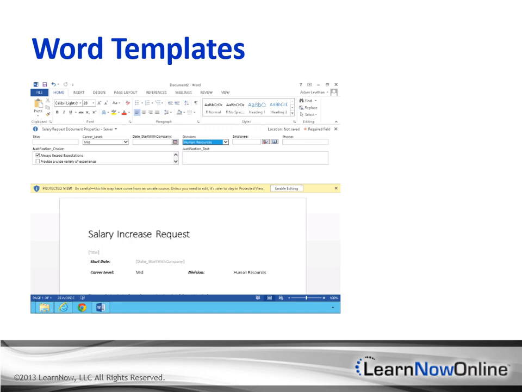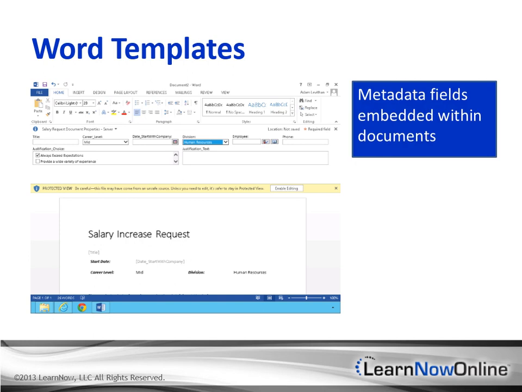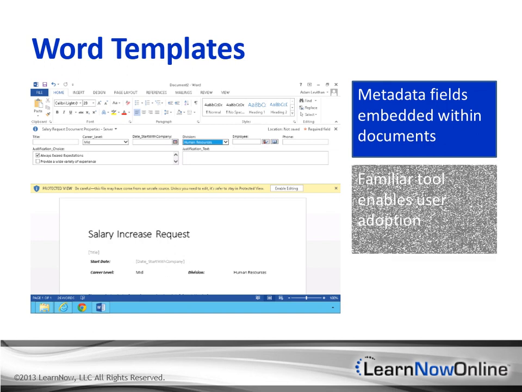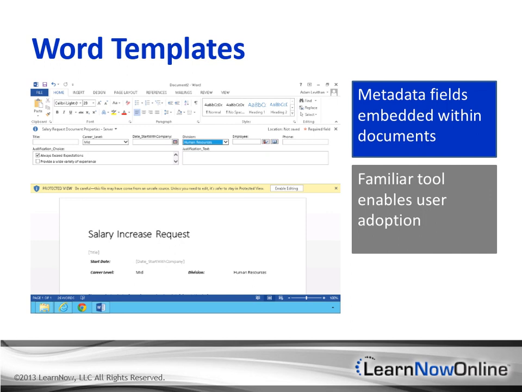And in the form itself, not very colorful here, but one of my favorite salary increase requests, you see that the title is embedded, the start date, career level, and division. In either the information panel or the document itself, you can edit these. So what have we done? We've embedded the metadata fields directly into this document. This is very familiar for people and really increases user adoption.